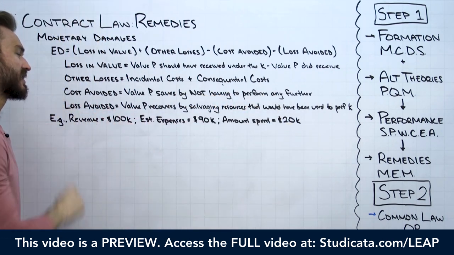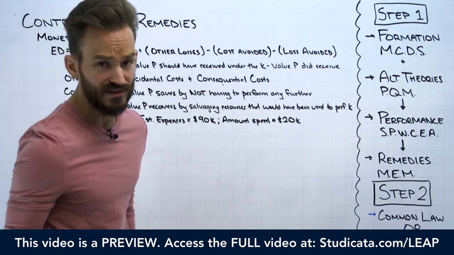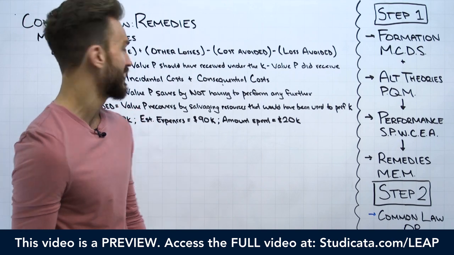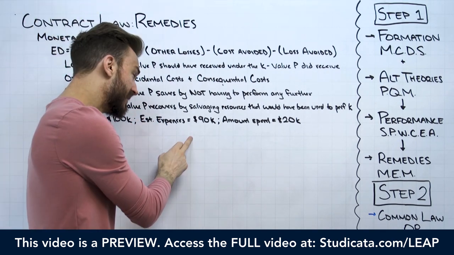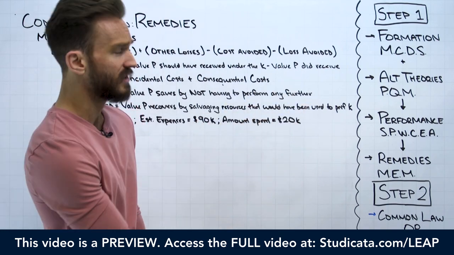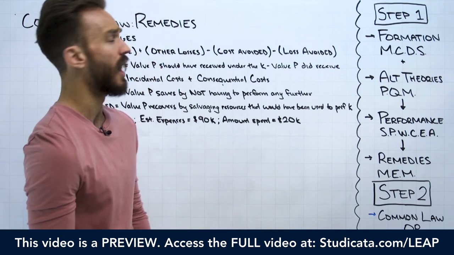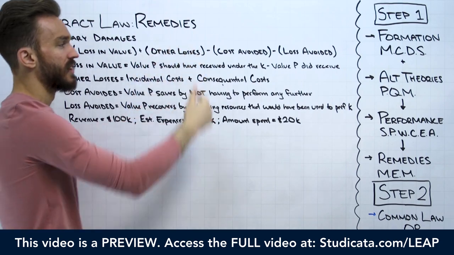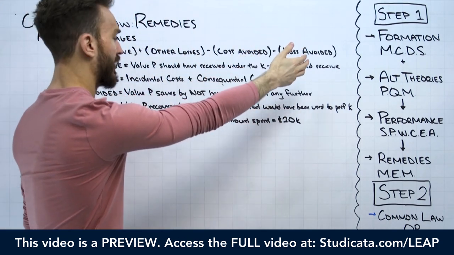So there we would say the cost avoided is $70,000. You take the estimated expenses and basically subtract the amount spent. Easy way to calculate cost avoided, right? They were expecting to have to spend $90,000. They've only spent $20,000 of the $90,000, so they avoid a cost of $70,000. We're going to subtract that from the loss in value and other losses. Also, we have this idea of loss avoided, which also has to be subtracted.